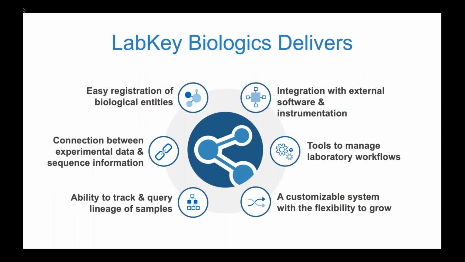So how do we deliver on that promise? First and foremost, at the top left, we have easy registration of biological entities, and I'll show you some examples of that. So registering of protein and DNA sequences, cell lines, antibodies, whatever the different important building blocks for you are, the system is configurable to represent that. There's a direct connection between experimental data and sequence information as a result. By bringing in that particular assay information, we can see that data right there in the system.